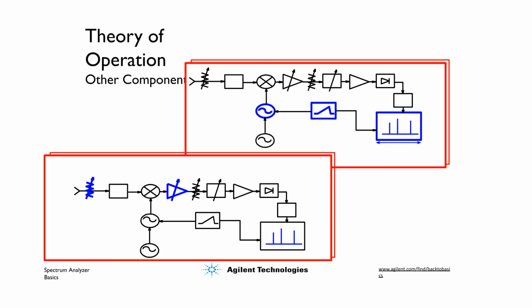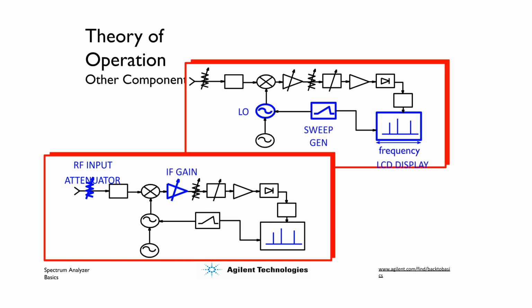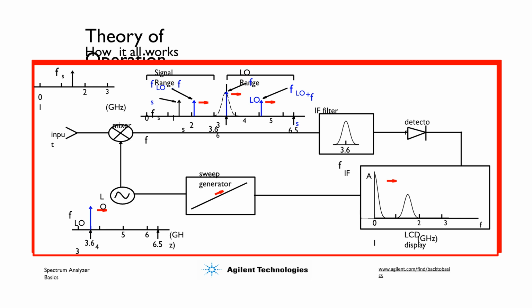Other key components include the RF input attenuator for signal level control, the IF gain stage for amplifying the intermediate frequency signal, and the sweep generator that controls the local oscillator frequency sweep. This slide shows how all the components work together. The input signal is mixed with the local oscillator frequency, filtered by the IF filter, detected, and then displayed by the LCD, which is synchronized with the sweep generator.